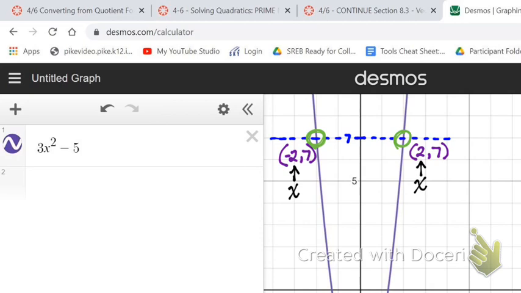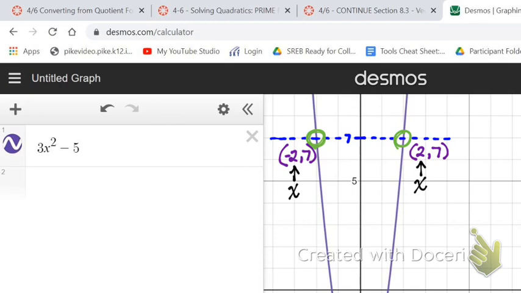So I can use a graph, and from a visual perspective, if I know what I want my output to be, I know what I want it to be equal to, that's where I go on the y-axis, and I see where that intersects my graph.